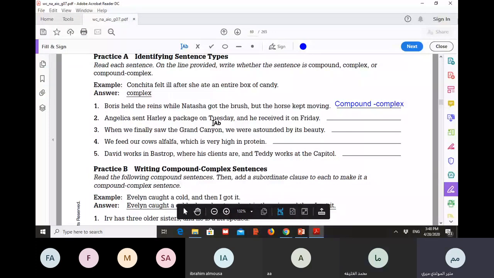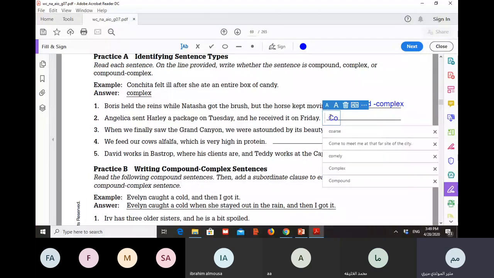"Angelica sent Harley a package on Tuesday." This is the first main clause. And we have another main clause, "he received it on Friday," introduced by a coordinating conjunction. And before it, there is a comma, so it is compound. Excellent, Muhammad. Very good. So compound.